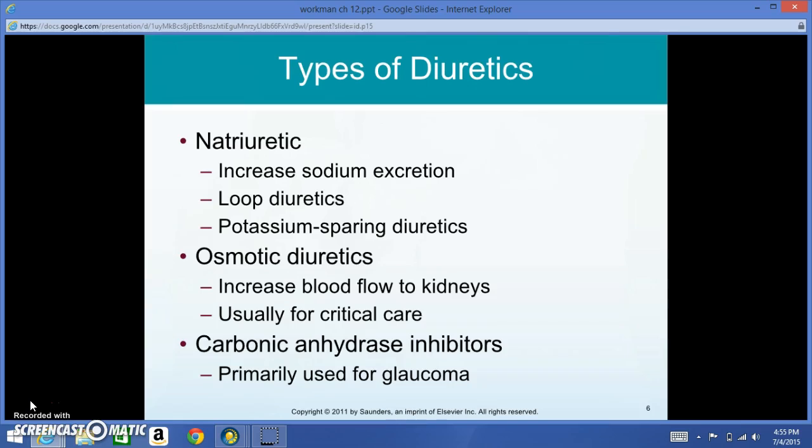Carbonic anhydrase inhibitors. Basically, we use these for glaucoma because carbonic anhydrase is an enzyme that converts CO2 and water to carbonic acid. Stopping this enzyme typically leads to diuresis, generally of urine, and it decreases the intraocular pressure in the eye, which is why it is a really good drug to use for glaucoma.